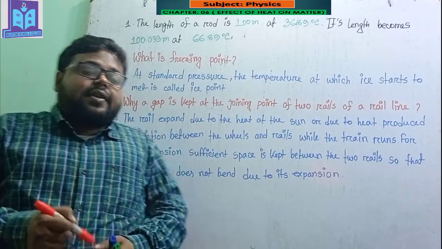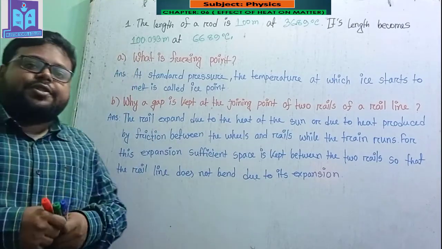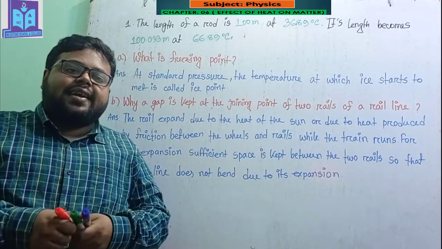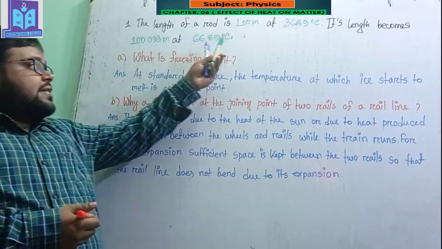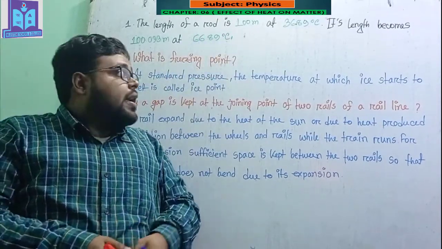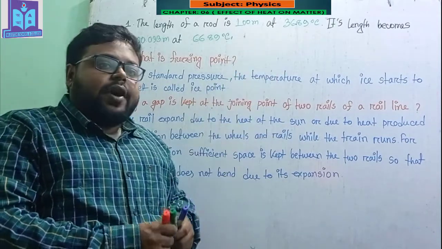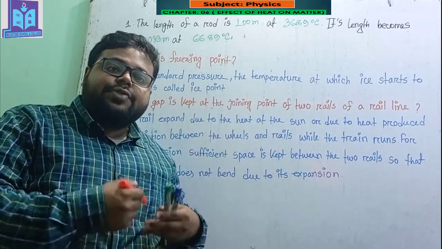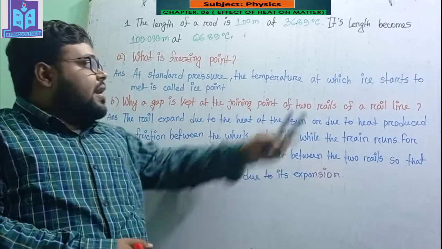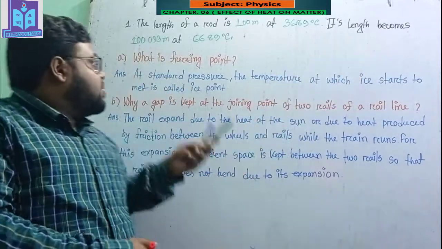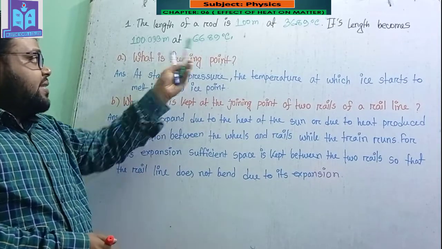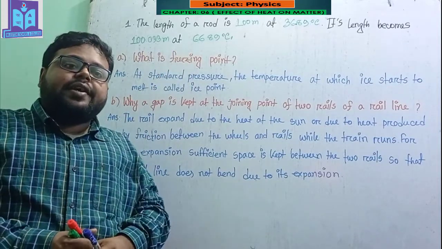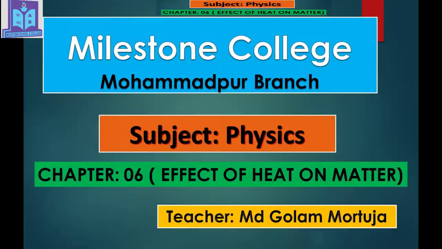Dear student, this is our first creative question. And here you can see that the stem is: the length of a rod is 100 meter at 36.89 degrees Celsius temperature. Length becomes 100.033 meter at 66.89 degree Celsius.